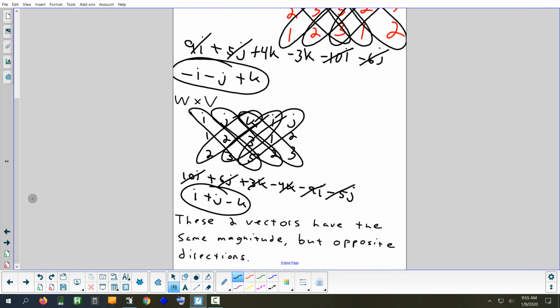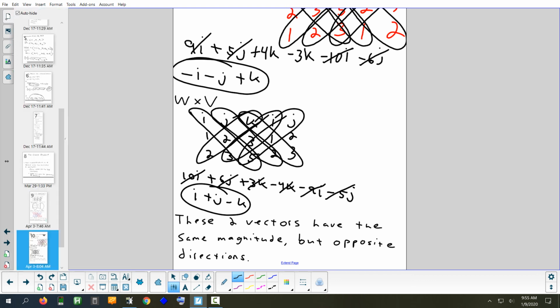Did we get the same answer? We got the opposite. So when you find a cross product, if you switch the order, you get the opposite of everything. That means if I give you a homework problem asking you to find W cross V and V cross W, all you have to do is find one of them. For the other one, just change all the signs and you're good. So that's a cross product.